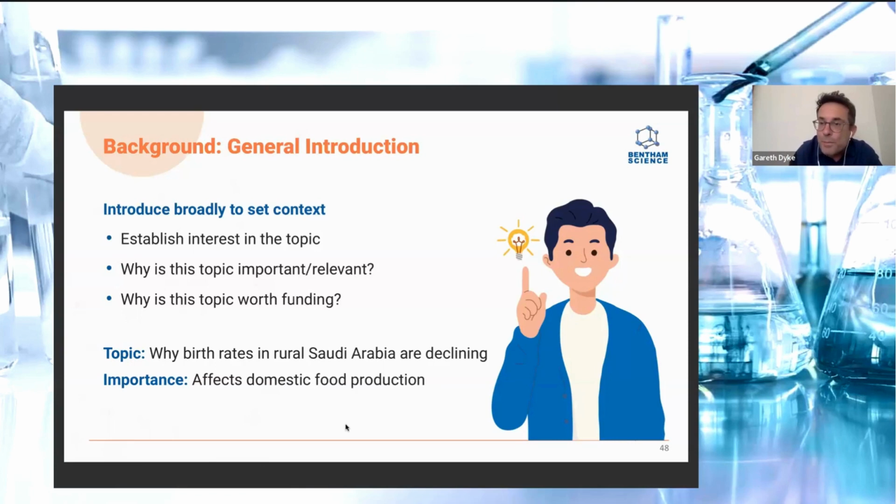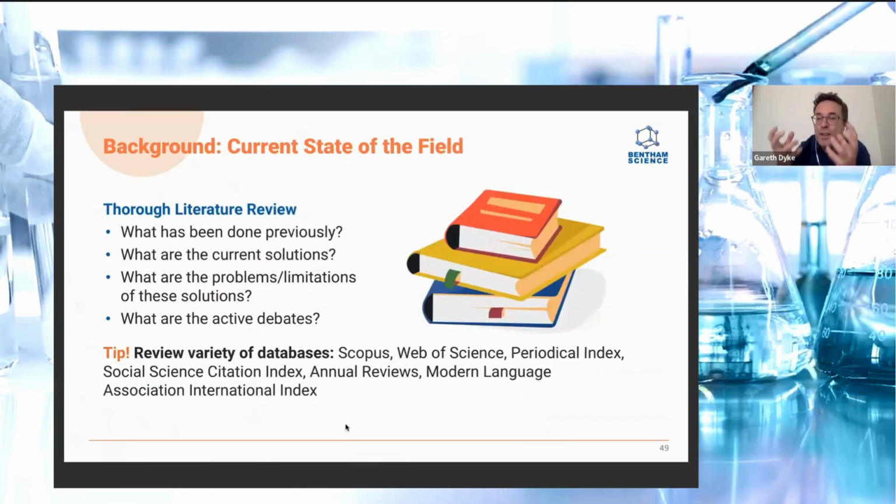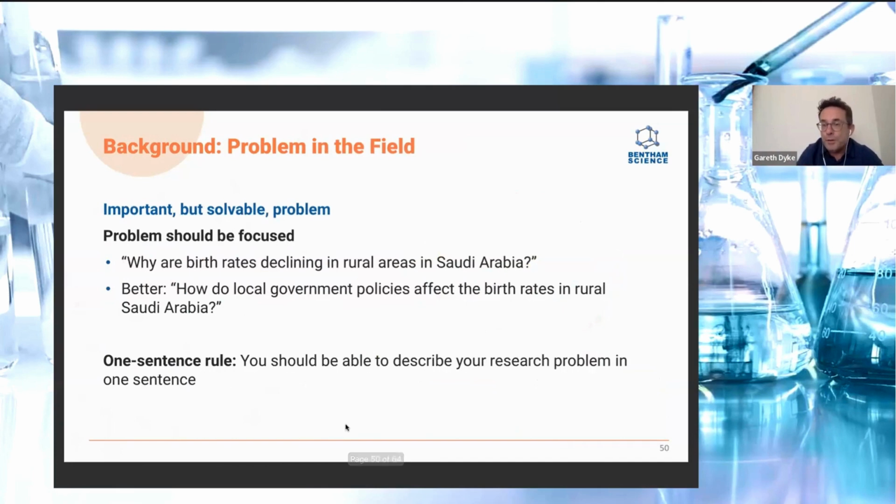And we've given you an example here on this slide that you can have a look at later. Review the current state of the field. A thorough literature review is very important. I mentioned AI tools earlier. There's a number of databases that are also listed here that are very important to look at to make sure that you don't miss anything when putting your proposal together.